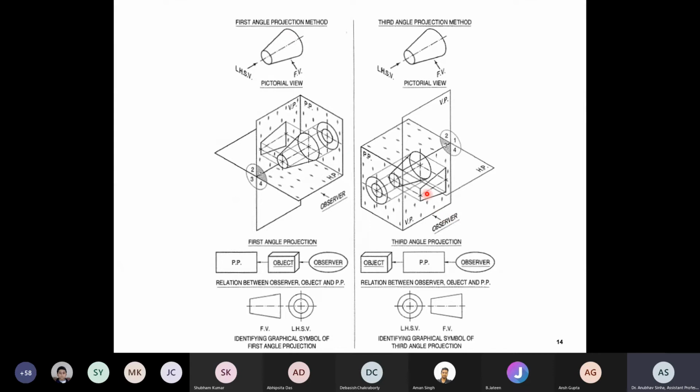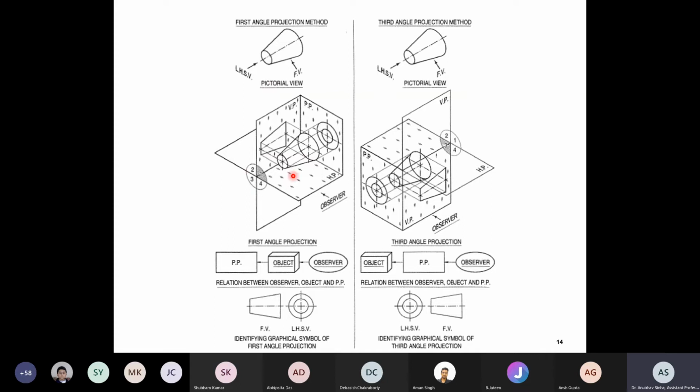For first angle projection, what we are concerned with mostly for this course will be limited to first angle projection unless otherwise stated. If your question does not say anything, then you draw in first angle. If specifically it is mentioned to draw in third angle, then you go for third angle. Is it clear?